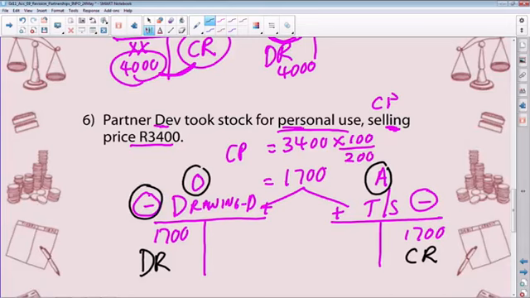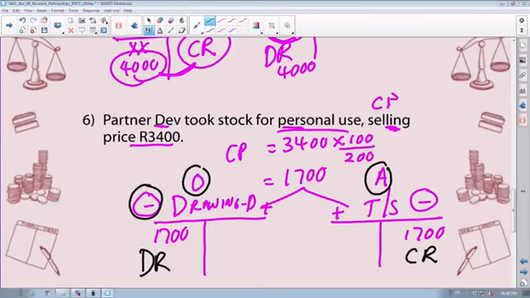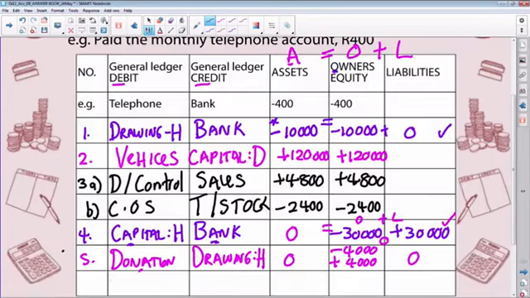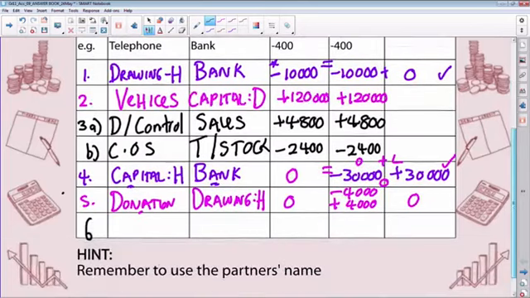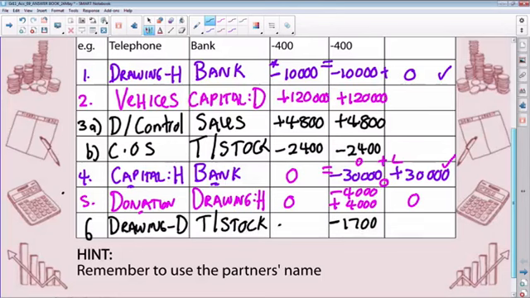So let's put this into our table. Right, so number six, guys, just bring this down a bit. The account debit is drawings, the name of the partner, and account credit is trading stock. Drawings, owner's equity is decreasing by 1,700. And then finally, trading stock means less stock in the business, so trading stock is decreasing assets by 1,700.